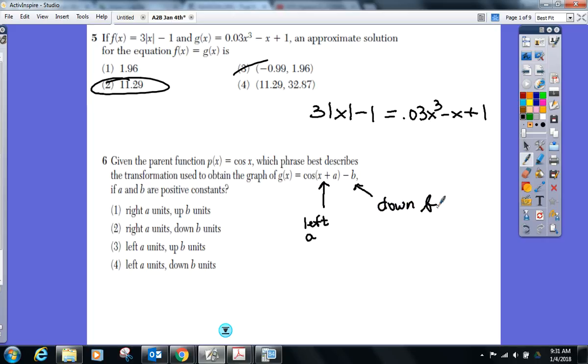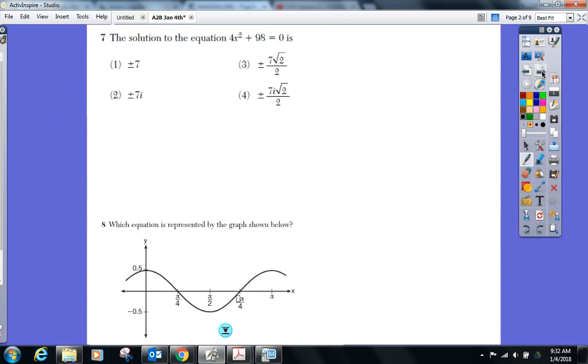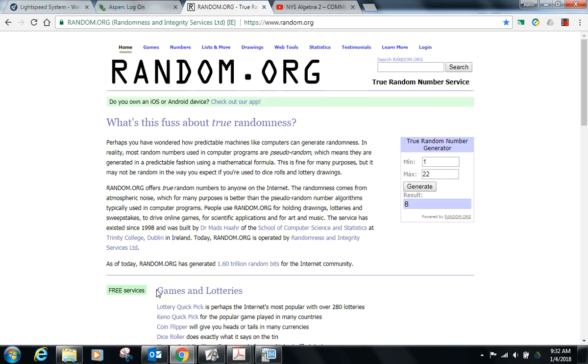Okay, so left A, down B. Choice 4. All good? That's a gimme right there. That's a MH. Must have, right? Hopefully. Okay, this one a little bit tougher. Hopefully, if you tried these out last night, you are starting to see they are getting a little tougher here.